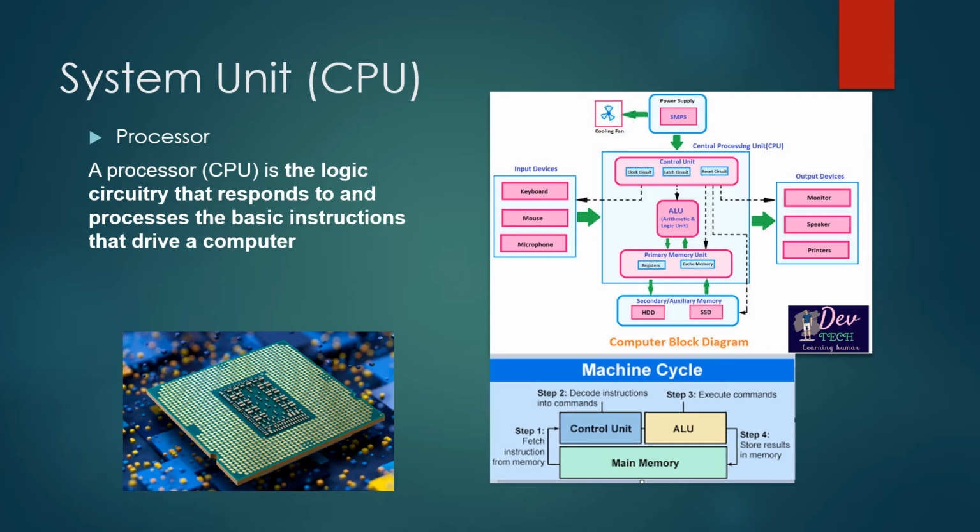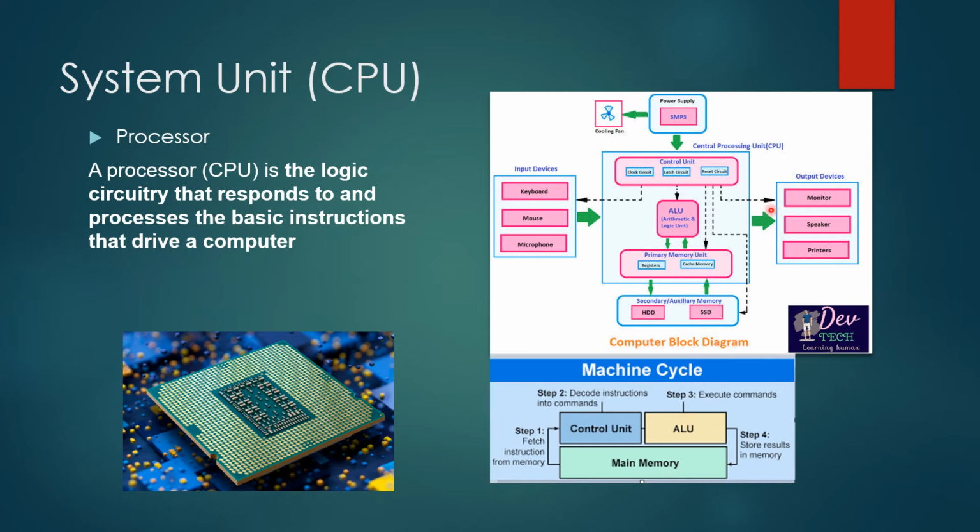System unit. We are going to discuss the central processing unit. We may call this the processor. The processor is a logical circuit to respond to and process the basic instructions to function the computer. At the bottom, there is a picture of the processor. And in our next diagram, we may see the functionality involved in the central processing unit.